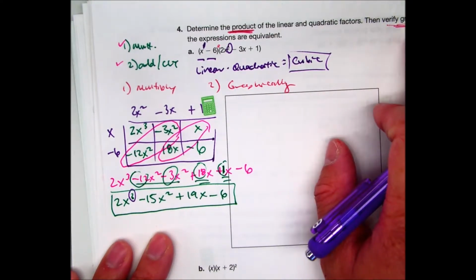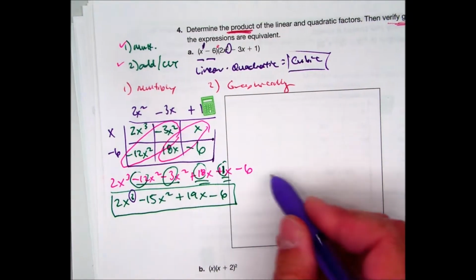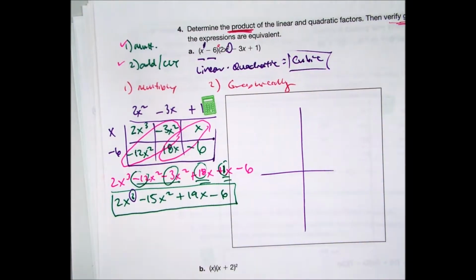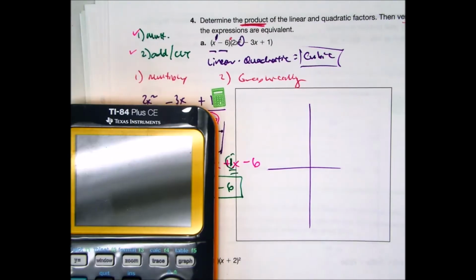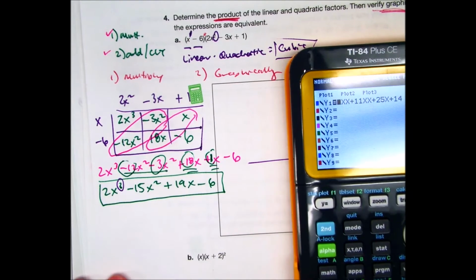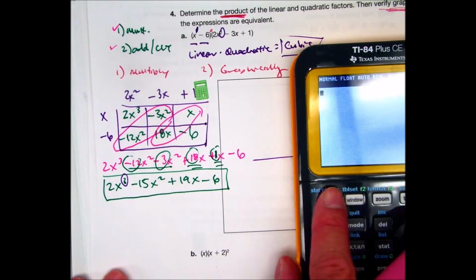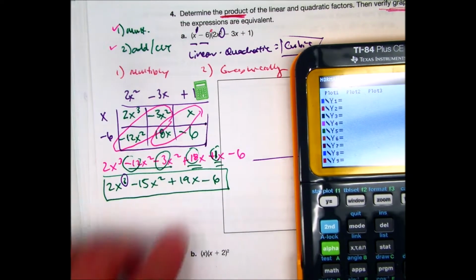Then graphically, verify graphically that the expressions are equivalent. So if I draw a graph, I'll show you guys a trick how to graph it. So I'm using a graphing calculator. If you don't have one, you can use Desmos. On the home screen, I'm going to press y equals here on the top left. I'm going to input my function.